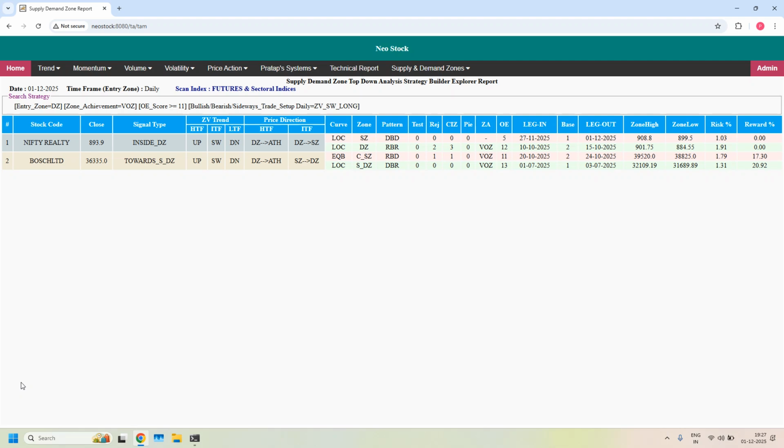Okay, now we got two stocks. We don't have any pierced zones, daily demand zones. So you can plan sideways long trade setup for these daily demand zones, provided lesson 30.3 video checklist items are satisfied. Otherwise, higher chances of zone violation.